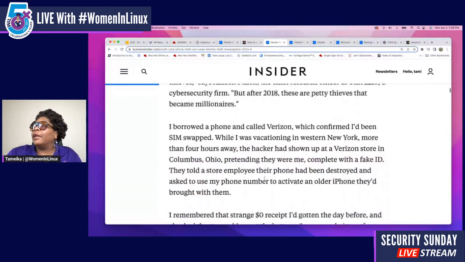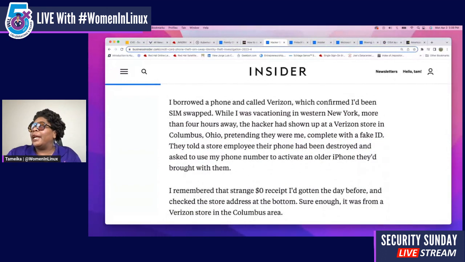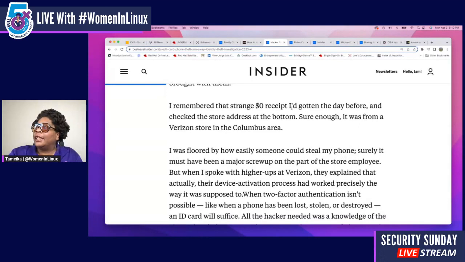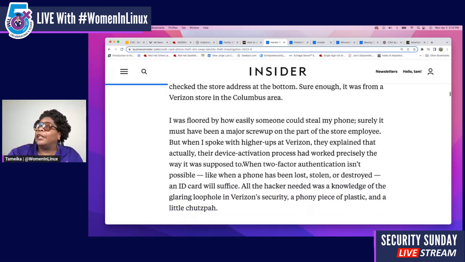I borrowed a phone and called Verizon and confirmed I'd been SIM swapped while I was vacationing in New York. More than 4 hours away, the hacker had shown up at a Verizon store in Columbus, Ohio, pretending to be me, complete with a fake ID. They told the store employee their phone had been destroyed and asked to use my phone number to activate an older iPhone they had brought with them. I remembered the strange zero receipt I had gotten the day before and checked the store address at the bottom. Sure enough, it was from Verizon in the Columbus area.